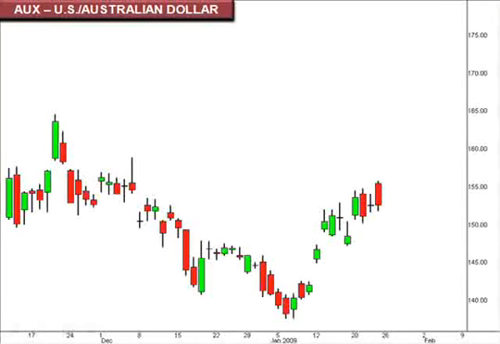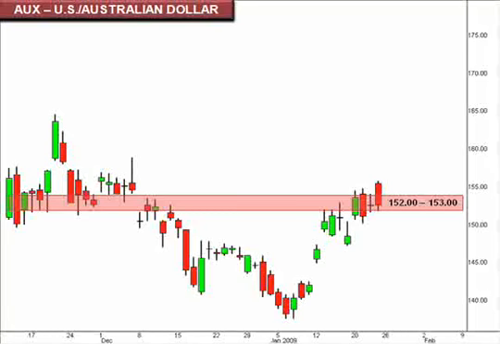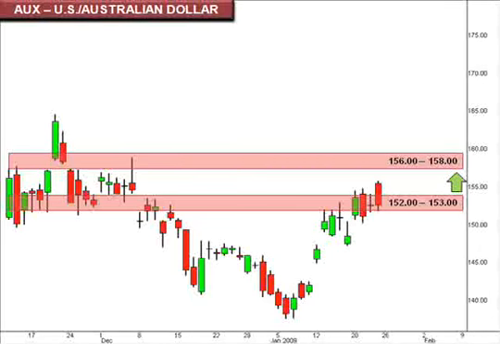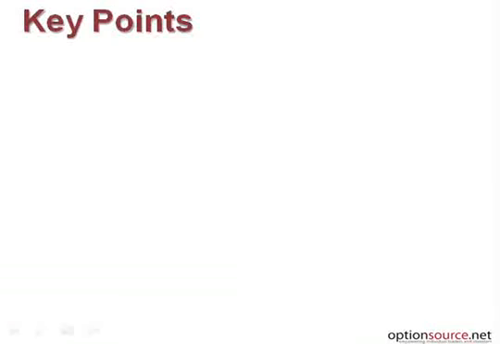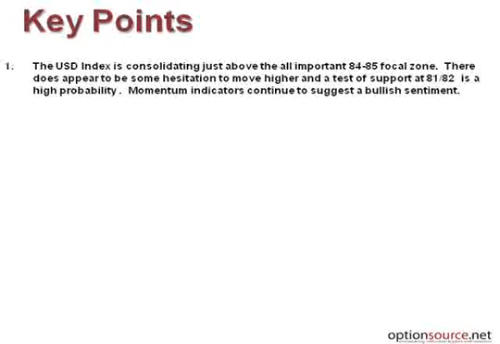And finally, the AUX, the US versus the Australian dollar, pushed into the 152-153 focal zone where there seems to be some resistance to further highs. Another leg higher, however, does open the window for a test of that 156-158 range. A break below this key focal zone will bring the 146 to 148 box into play as our first downside target. All right, let's finally take a look at a few of our key points.